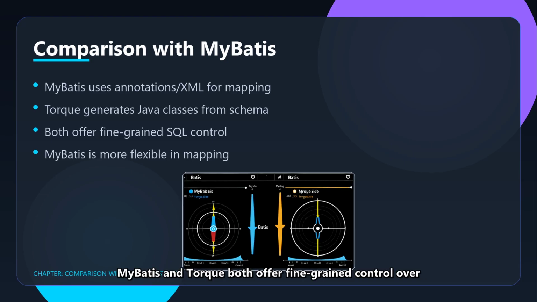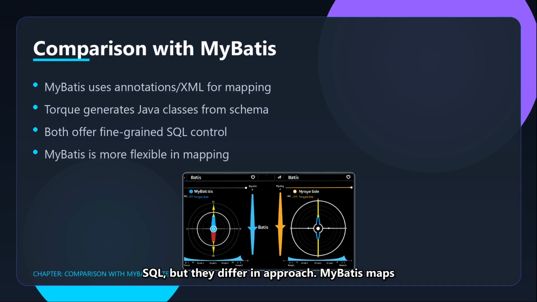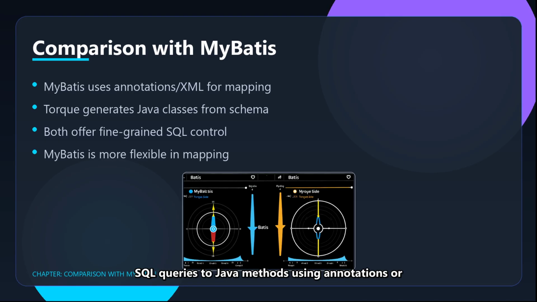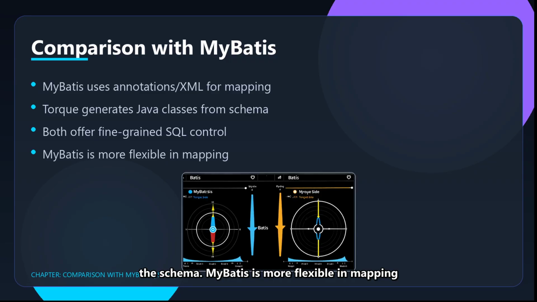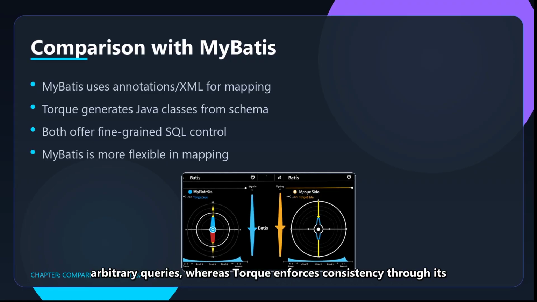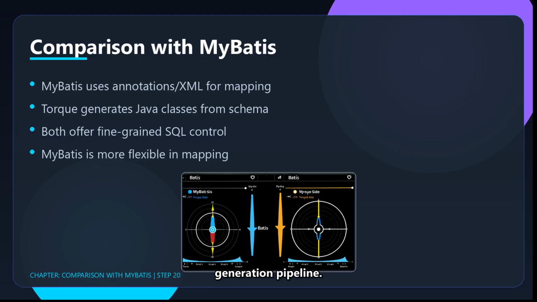MyBatis and Torque both offer fine-grained control over SQL, but they differ in approach. MyBatis maps SQL queries to Java methods using annotations or XML, while Torque generates Java classes directly from the schema. MyBatis is more flexible in mapping arbitrary queries, whereas Torque enforces consistency through its generation pipeline.